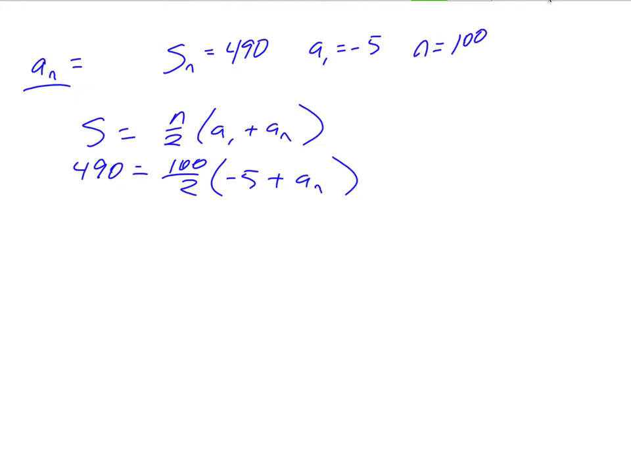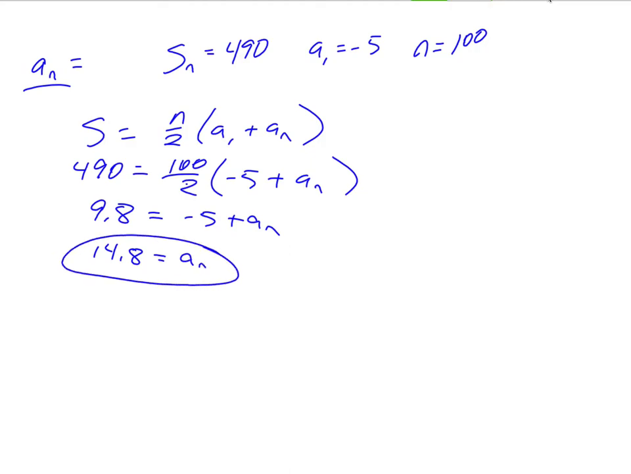All right, what do you want to do next? Solve for a sub n. So what do you want to do to make that happen? This is 50, so then what do I want to do with that 50? Divide by it. So if I divide by 50, we get 9.8. And then the only thing left is to add the 5, and I get a sub n equals 14.8.